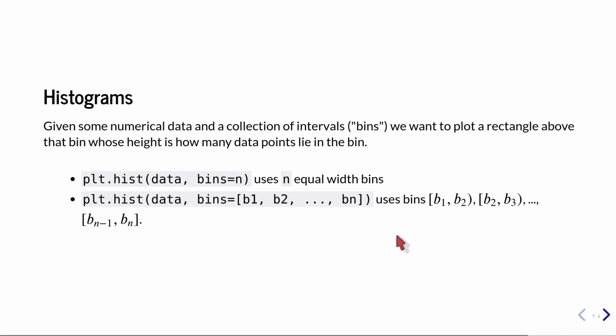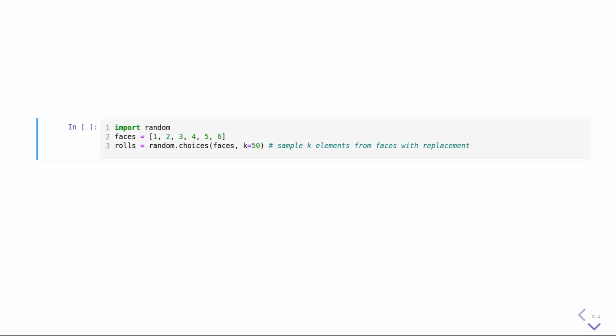Okay, so let's see this in action. I'm going to imagine or simulate rolling a 6-sided die lots of times. So to do that, I'm going to import the random module, which we met before. I'm going to make my die, so the faces of my die are labeled 1, 2, 3, 4, 5, 6. So that's on line 2, I create my list of the faces of the die, 1, 2, 3, 4, 5, 6. Then on line 3, I use a function called random.choices from the random module to take 50 random elements from faces.